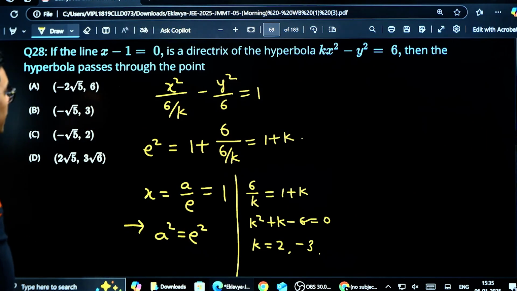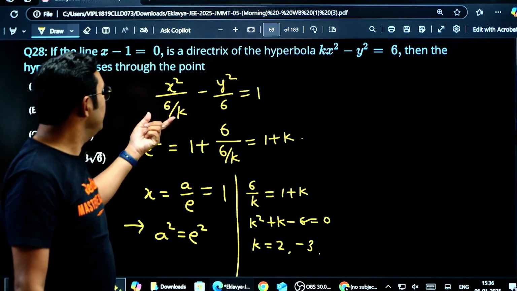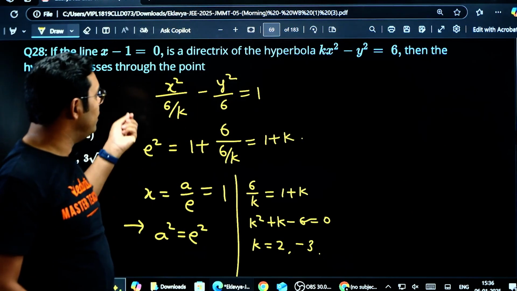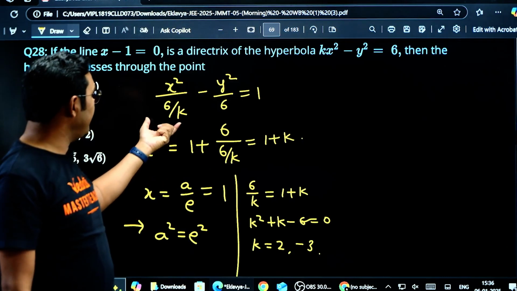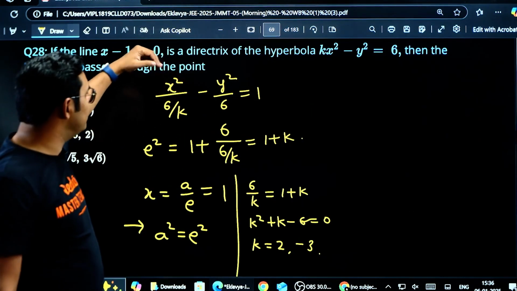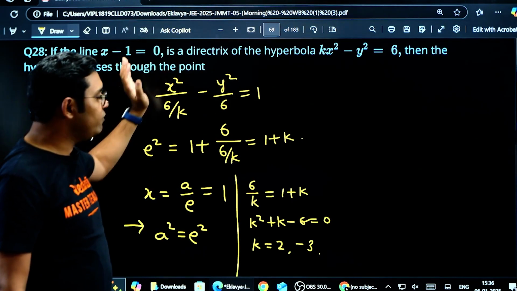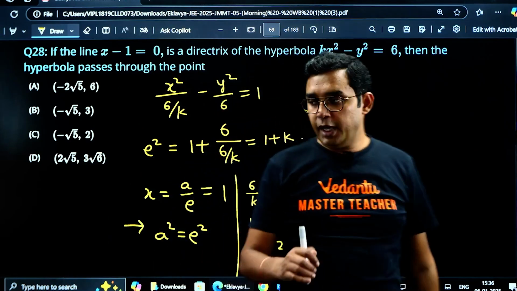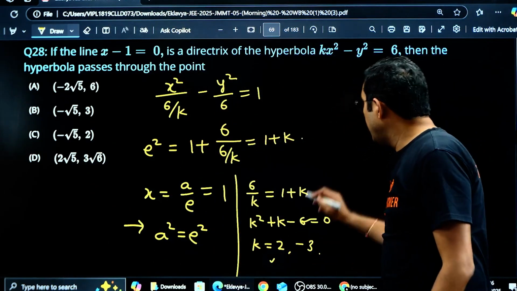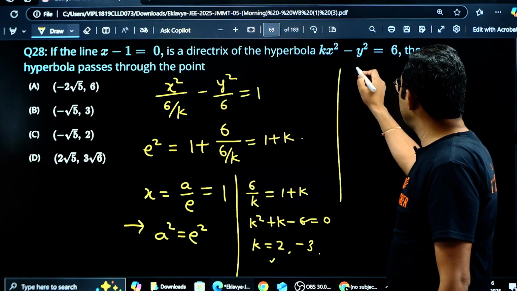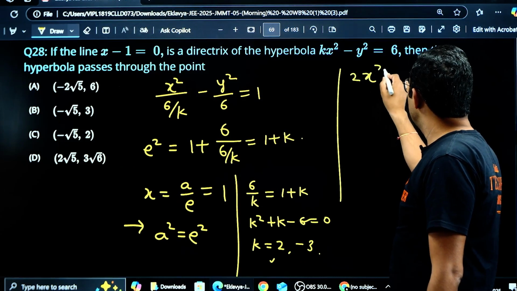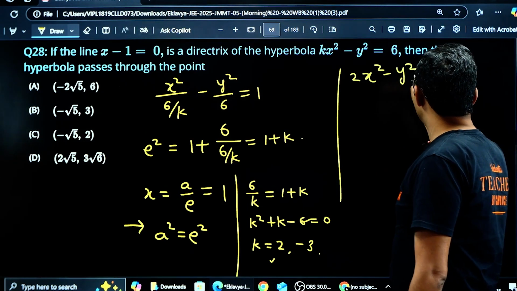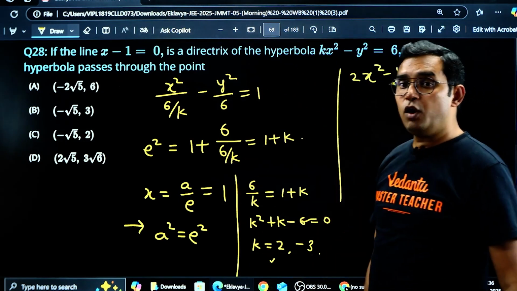Yeah, that's correct. Now, if I take k is equal to minus 3, then it will not be a hyperbola. In fact, this will be an imaginary curve, because if k is minus 3, no real point can lie on it, because on the left hand side it will be totally negative, on the right hand side it will be 1. So for k is equal to 2, we have to take, and this hyperbola will become, if I put k equal to 2, 2x square minus y square is equal to 6. Now we have to check all the options one by one.